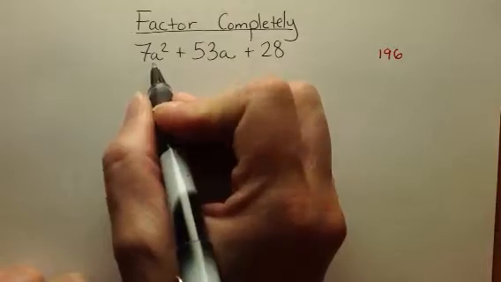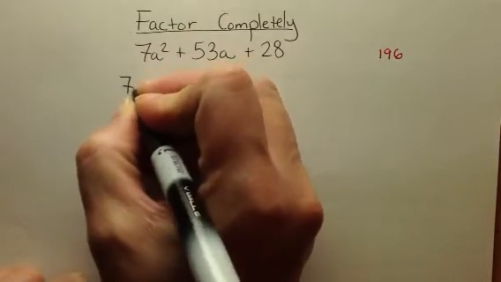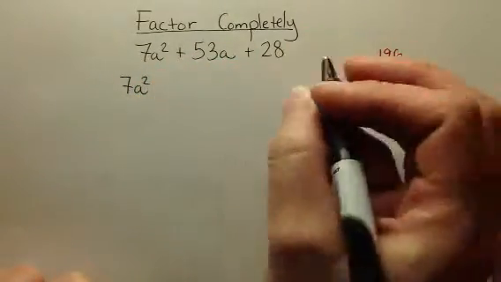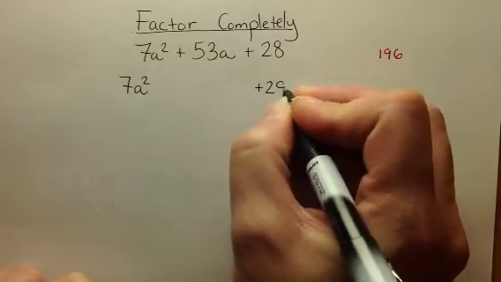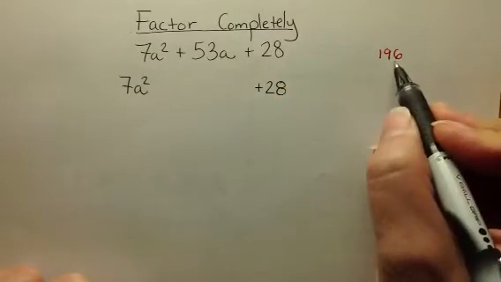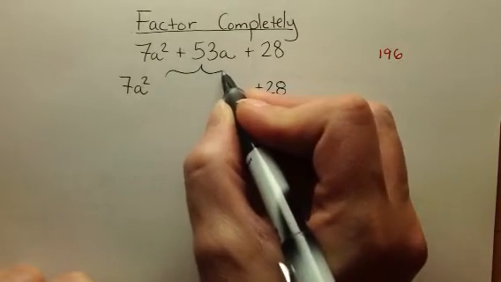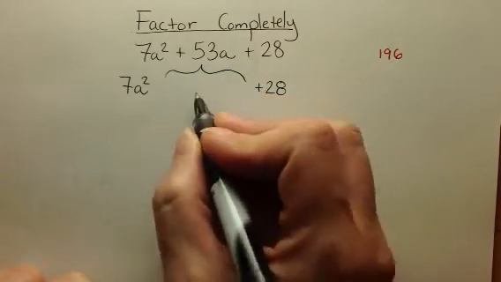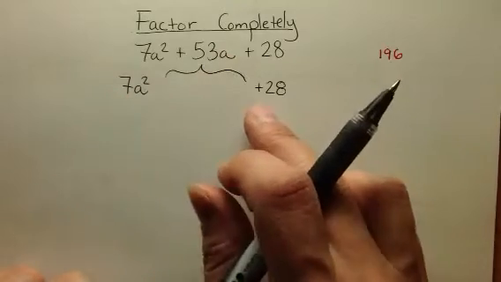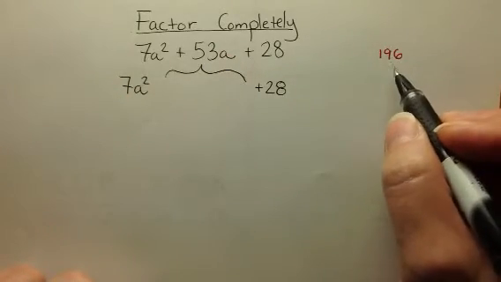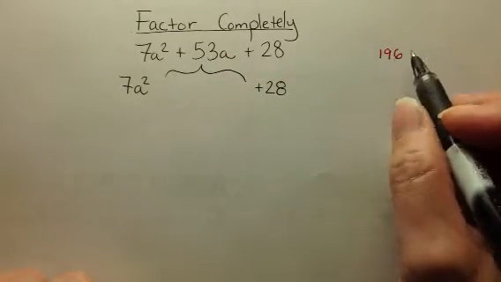Next, I'm going to write down my first term and my last term. I'm going to use their product to decide what to break my middle term into. I'm going to need to break that into two terms so that I can factor by grouping. Okay, 196. I need all the factors of 196.